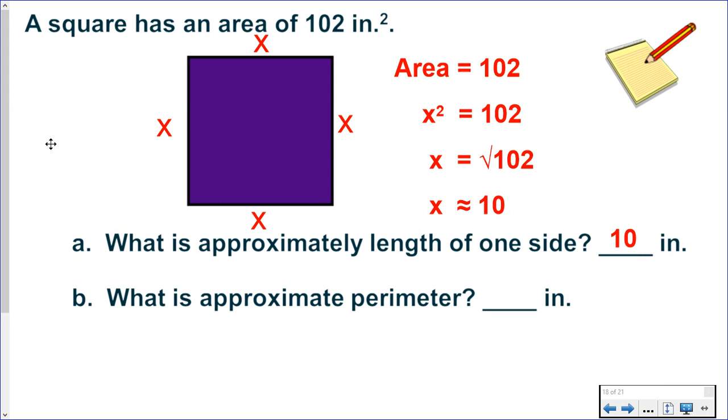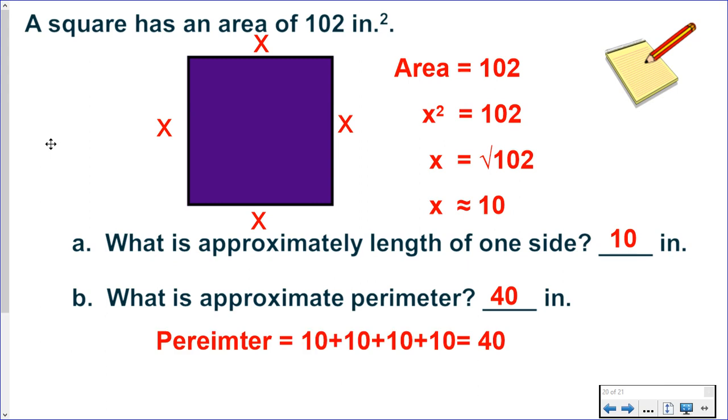So what is the perimeter of this square? Well, I just need to add up all sides and I will get 40 because the perimeter of a square is 10 plus 10 plus 10 plus 10, and that equals 40.